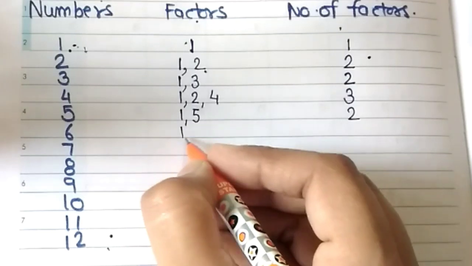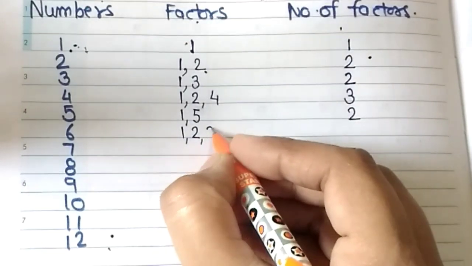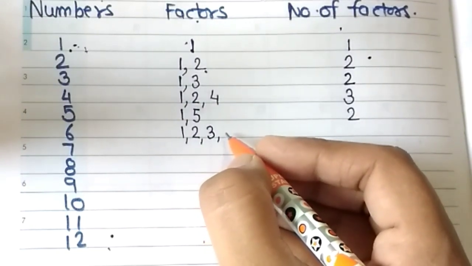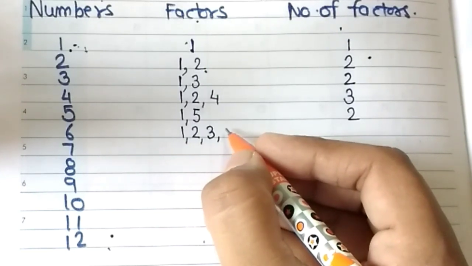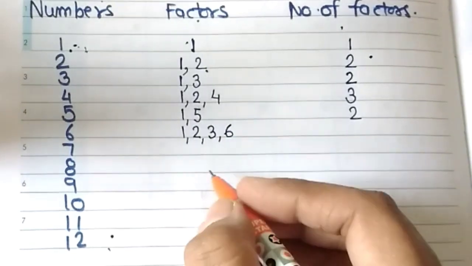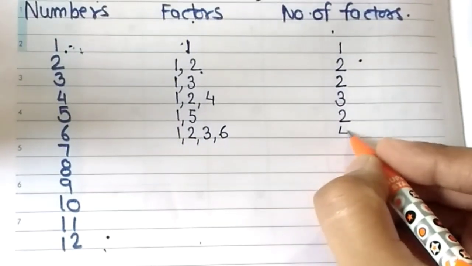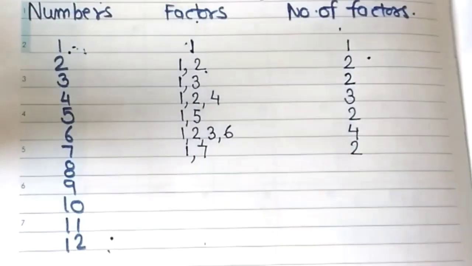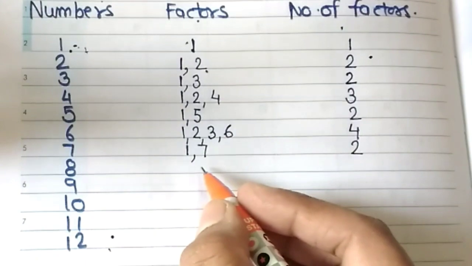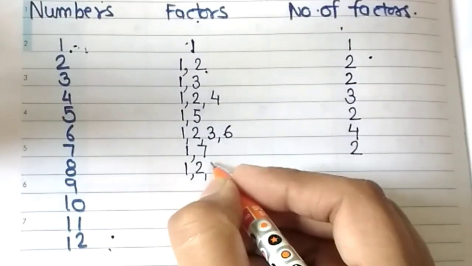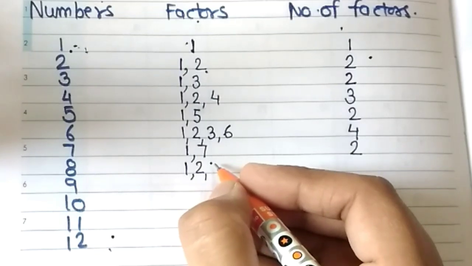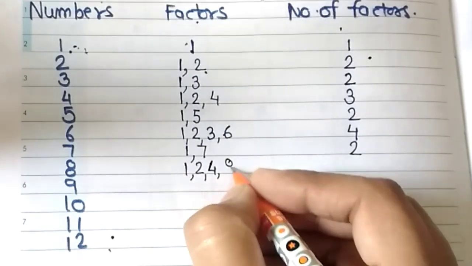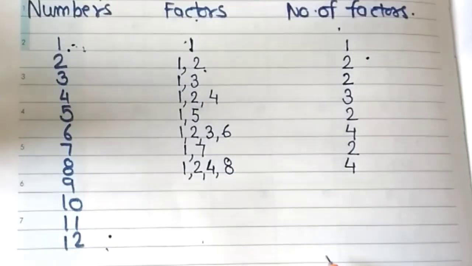6. 1 is a factor, 2 is a factor, 3 is a factor, 4 is not a factor, because if we divide 6 by 4, we will definitely get a remainder. 5 is not a factor, and then 6 is a factor. So number of factors are 4. 7. Factors are 1 and 7. So number of factors are 2. 8. Factors are 1, 2, 3 is not a factor, 4 is a factor, 5 is not a factor, 6 is not a factor, 7 is not a factor, and 8 is a factor. So number of factors are 4.